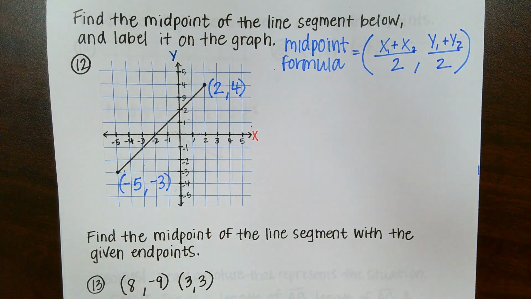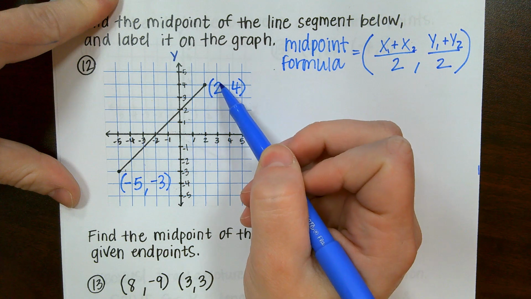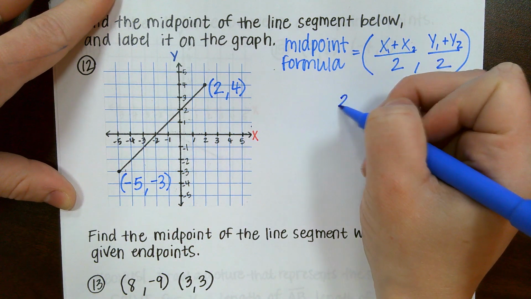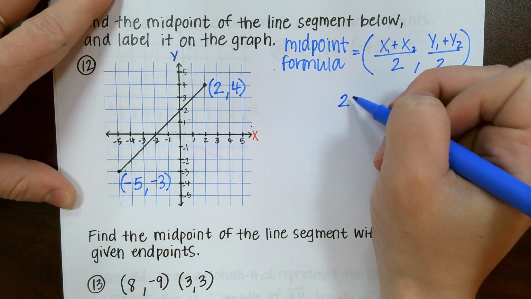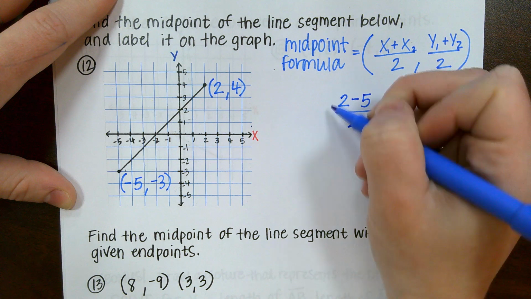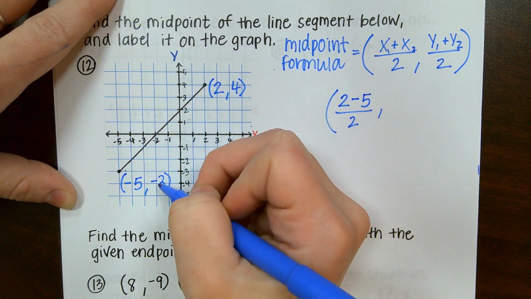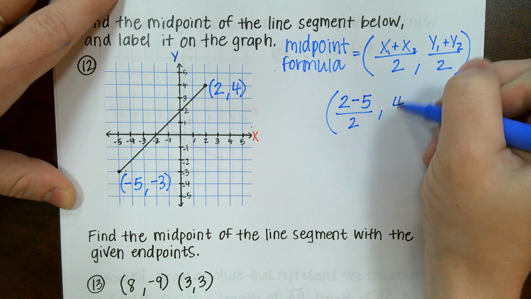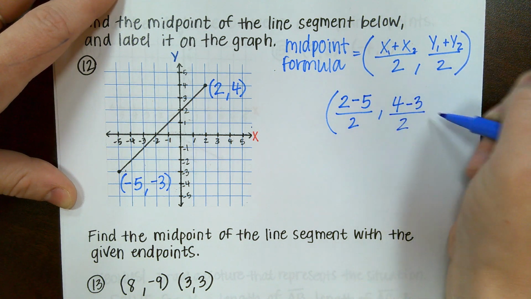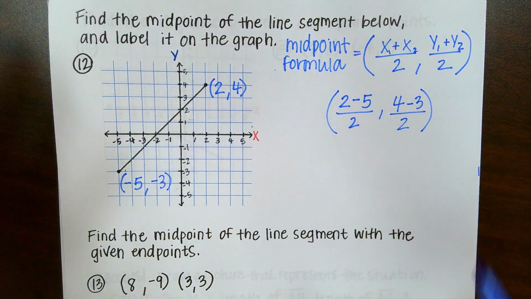So let's plug in our values now. My x's are 2 and -5. So I'm going to put here 2 plus -5. That's the same thing as 2 minus 5 divided by 2. And for my y's, I have 4 and -3. 4 plus -3 is the same thing as 4 minus 3. So I'm going to write that, also divided by 2. So now let's just solve these.